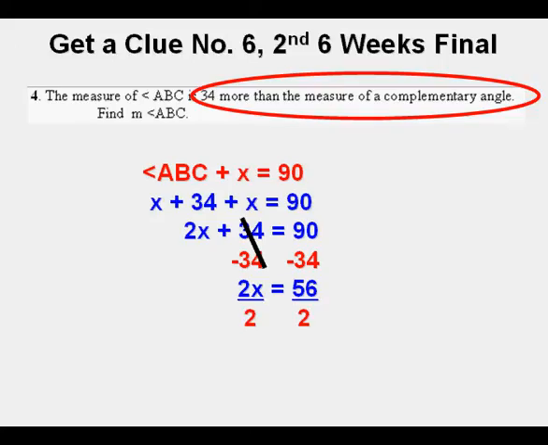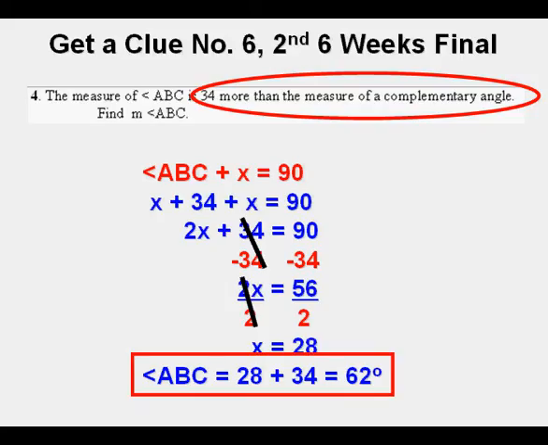Divide both sides by 2. Cancel 2 over 2 on the left side. So we bring down x equals 28. Angle ABC is 34 more than this angle 28. So angle ABC is 28 plus 34, or 62 degrees. And that is our final answer.